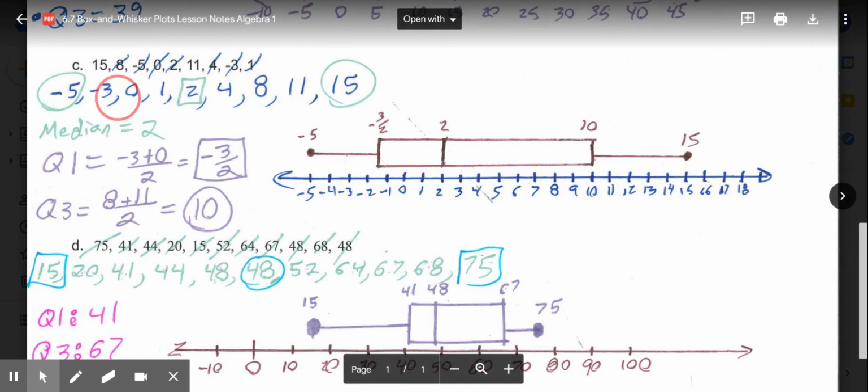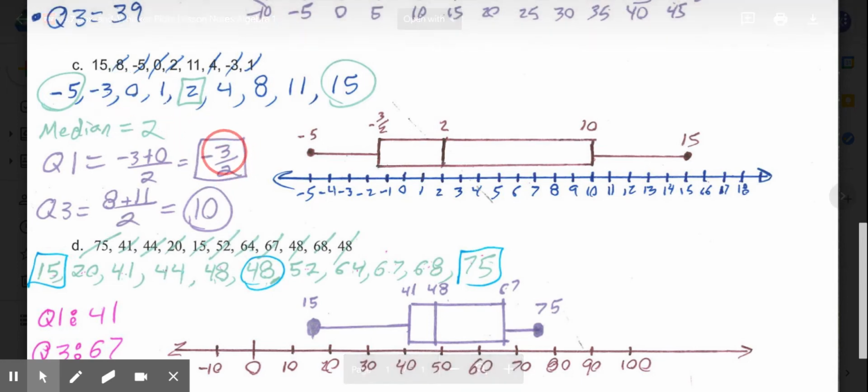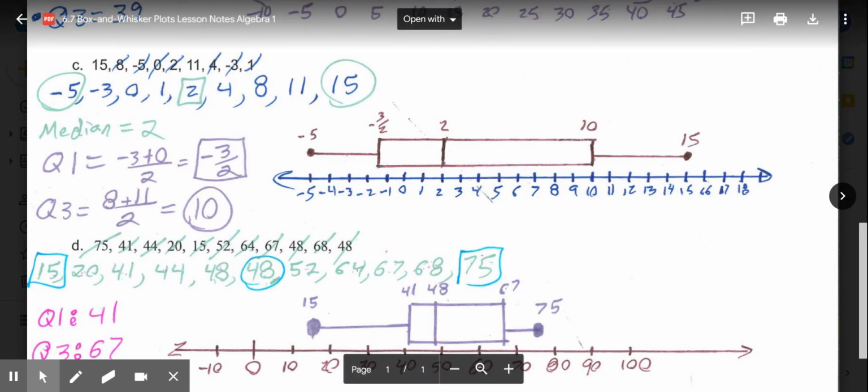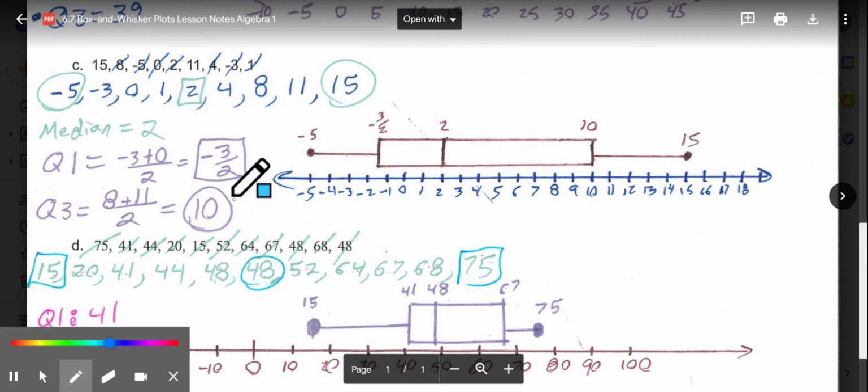Now I need the median of my lower half. The 2 doesn't count with either half because it's in the exact middle. So my lower half is -5, -3, 0, and 1. So Q1 would be -3 plus 0 divided by 2, so -3 halved, or -1.5. For my upper half, it would be between 8 and 11. So 8 plus 11 divided by 2 gives us, not 10, that'd be 8 plus 12.